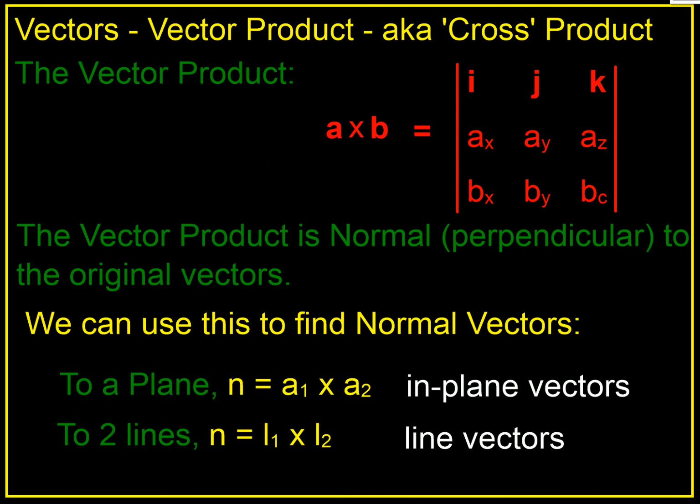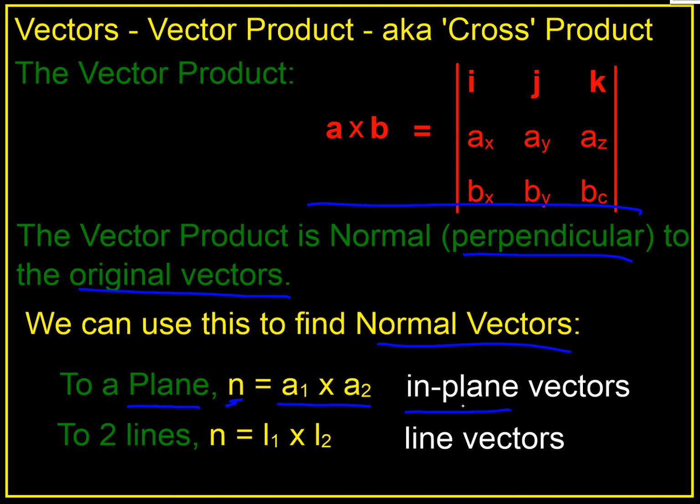To summarize, this is the calculation for our vector product. The vector product finds a vector that is perpendicular or normal to the original vectors. So we can use this normal vector property firstly with planes, because we can find the normal vector by finding the cross product of 2 vectors that are in the plane. Or we can find distances between lines, because we can find the normal between 2 lines by finding the cross product of the line vectors for those 2 lines. Those are the 2 vectors that go along. So there you have it. Hope that's of use.